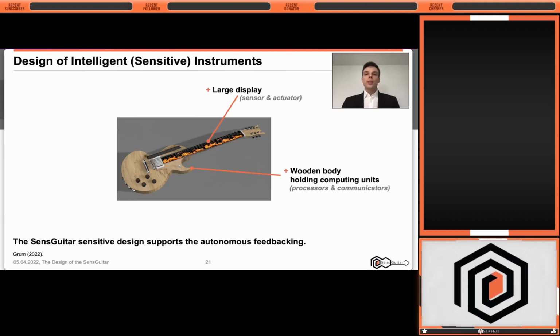The wooden body integrates electronic boards and computing units. These refer to the cyber-physical systems, processors, and communicators. For instance, these can process sensor data in order to generate a feedback. Any kind of information, such as fingertips, feedback, etc., can be communicated via wireless antennas.